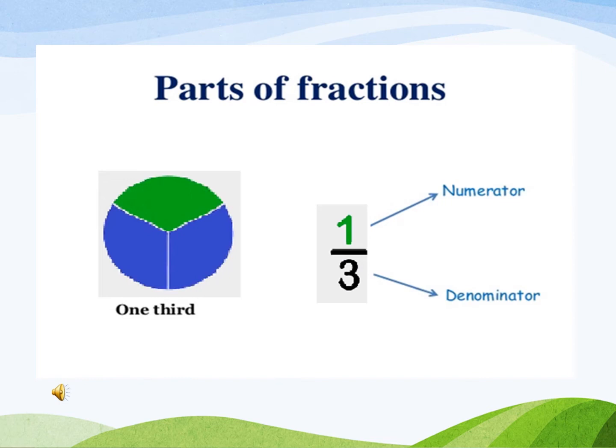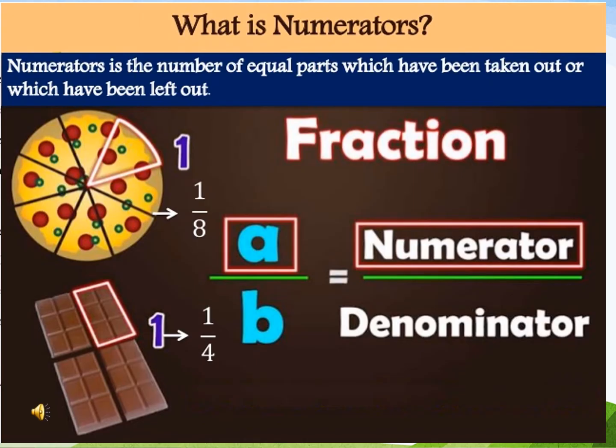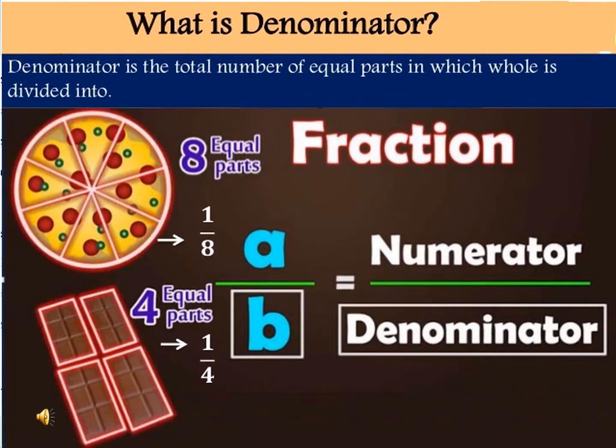What is a numerator? Numerator is the number of equal parts which have been taken out or which have been left out. The upper part of a fraction is called the numerator. What is a denominator? Denominator is the total number of equal parts into which the whole is divided. The lower part of the fraction is called the denominator.